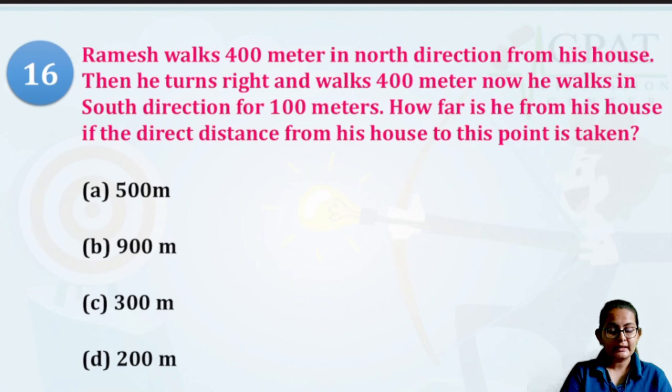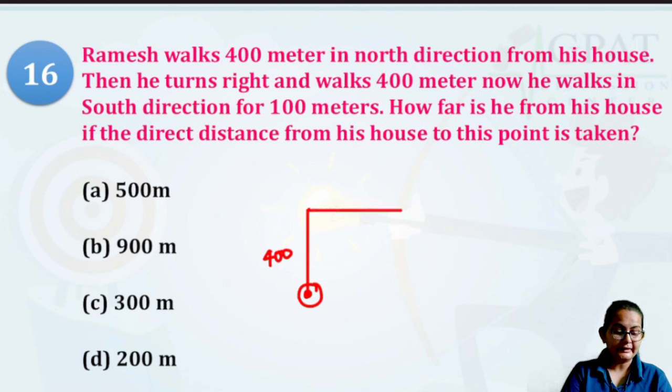Okay. Next is a direction question. Ramesh has walked 400 meters in the north. So let us take 400 meters in the north. He has started walking 400 meters in the north, and this is his house. From the house, he started walking 400 meters in the north. Then he takes a right turn and walks 400 meters again. Right turn with 400 meters. Now he turns and walks 100 meters in the south direction.